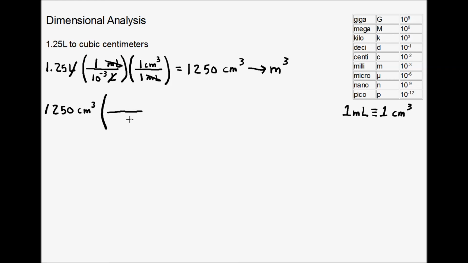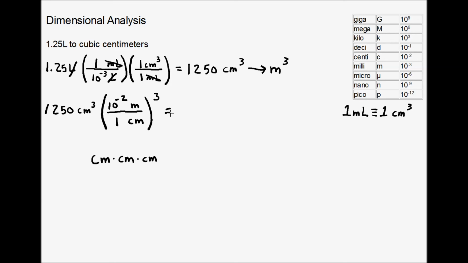I can go from cubic or centimeters into meters. I can do that fine. I know how to do that. 1 centimeter is 10 to the minus 2 meters, and that's fine. But when I say centimeters cubed, what I'm saying is I have a centimeter times a centimeter times a centimeter. This is only canceling one of those centimeters. So I need to do this 2 more times, or more simply, I can just cube this whole fraction.